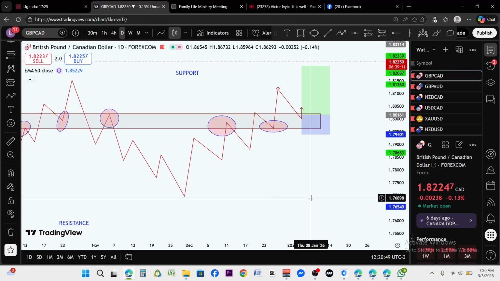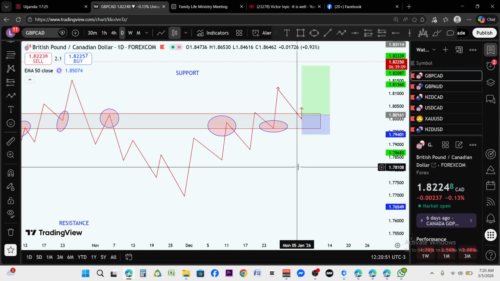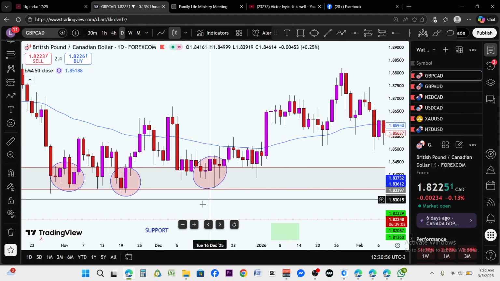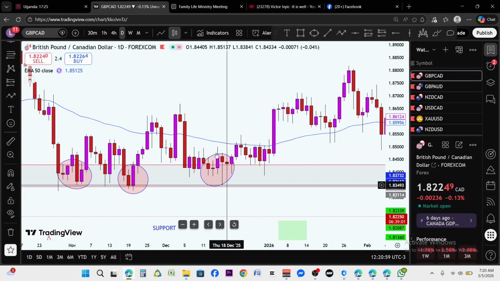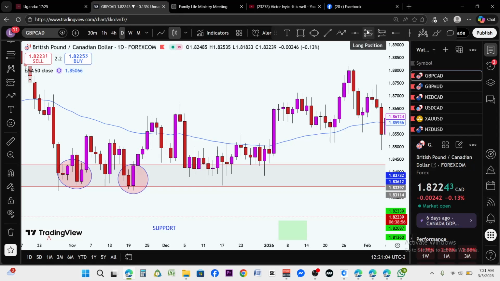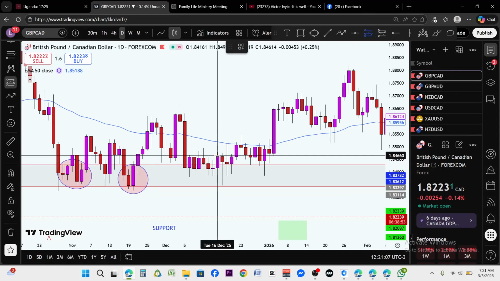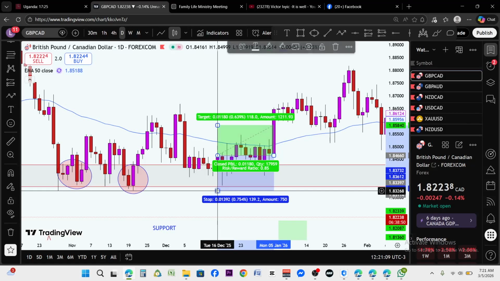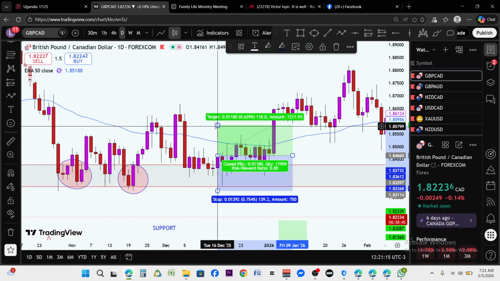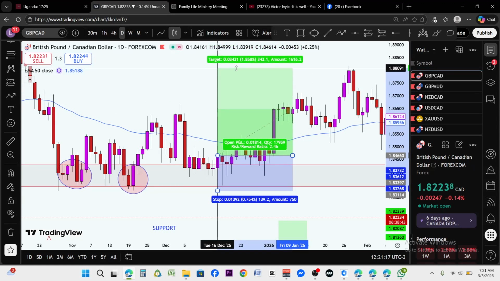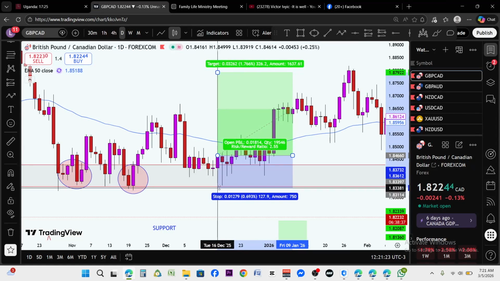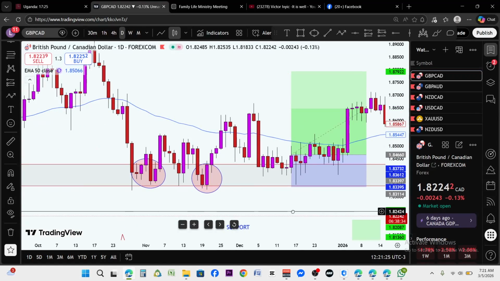You do not enter randomly. That is impatient. When you enter just anyhow, that would be impatient. This is here. This is support. I can enter here, put my buy here, my stop loss below the support, and target 2:5.